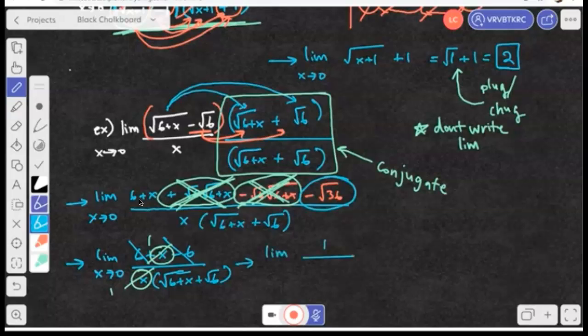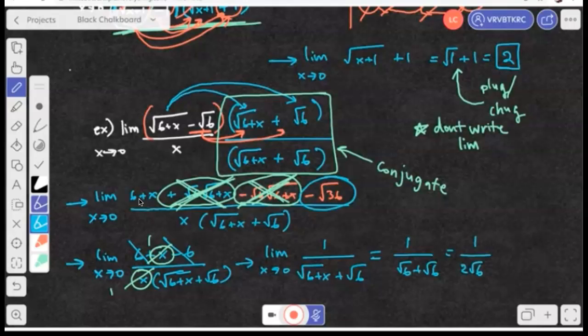So if we wanted to write it again, you can. Or you could have done plug and chug to get your answer. Once you do plug and chug, you do not need to write limit. You just get your answer. So wherever you see an x, you're going to plug in a 0. So you have 1 over radical 6 plus radical 6, which is 1 over 2 radical 6. And that's the answer for that example.